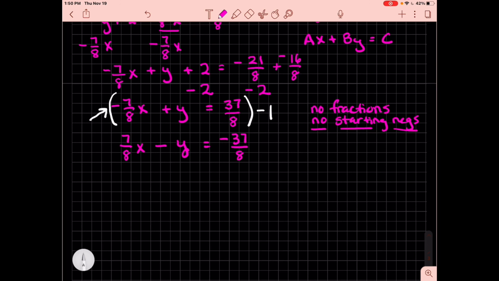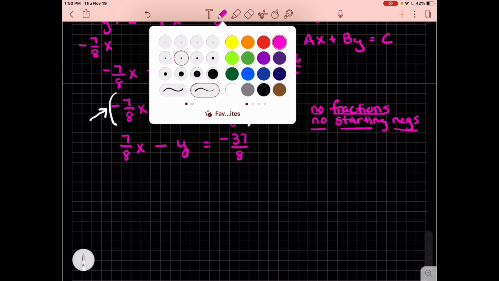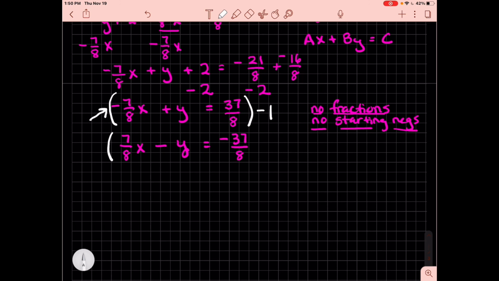Okay, the next thing I want to take care of is the fact that there's no fractions. So I'm going to multiply all of this times 8. The denominator 8 is going to cancel out all those fractions and clean it up a lot. So I'm going to have 7x minus 8y. Take note that I had to multiply this by 8 also. Sometimes we forget that. And this will equal a -37. This is not so bad now. This is the actual equation I was looking for.